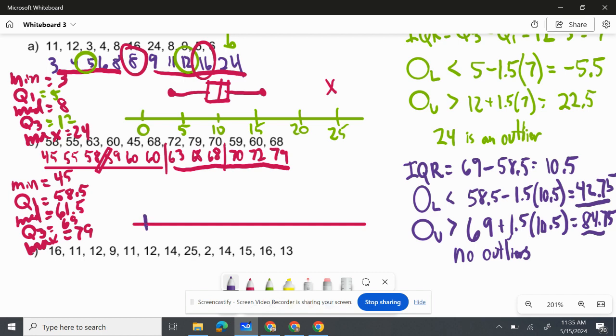I'm going to go by tens: 40, 50, 60, 70, and 80. I put a dot at 45, a dot at 79. I draw 3 lines. So we have 58.5, 61.5, and we have 69.